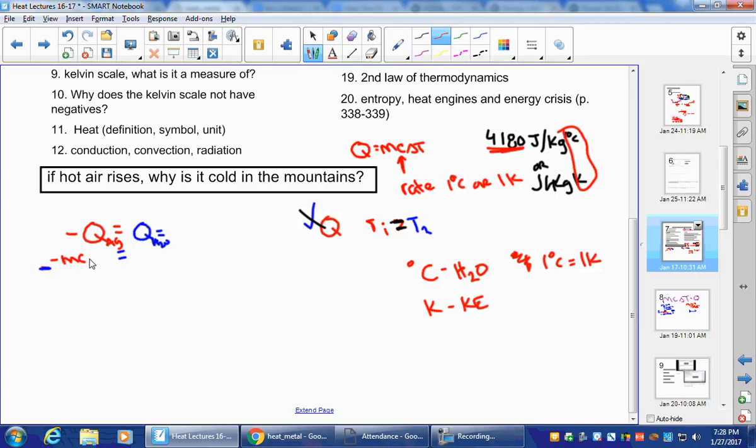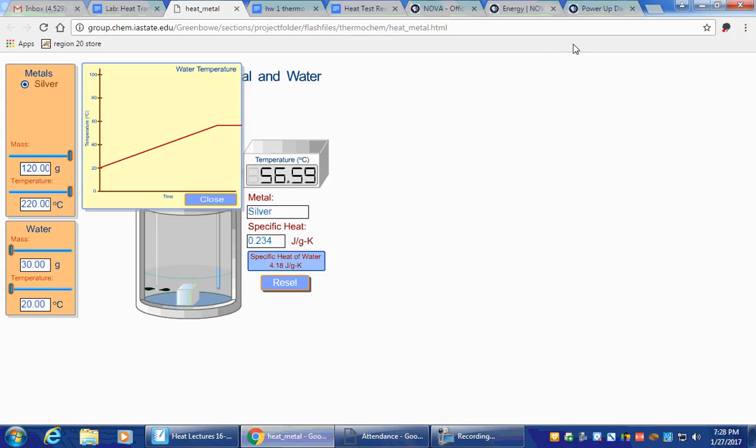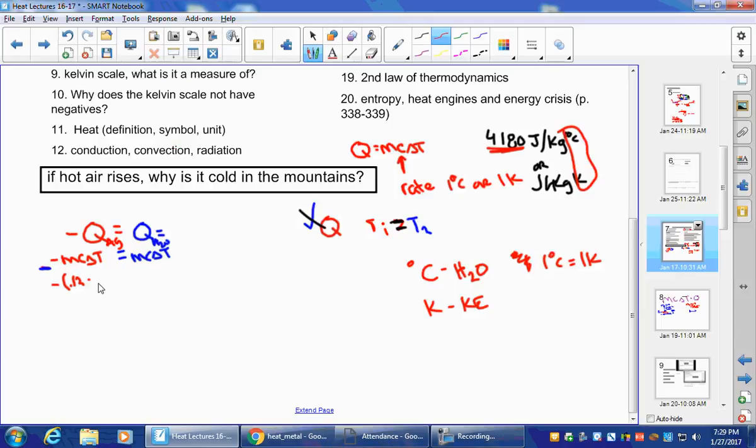So negative mCΔT, which I call, it looks like an MCAT, so that's how we do it, is going to be equal to the positive in here. Now, what was our mass that we had there? The mass for the silver was 0.12, because we're converting 120 grams into kilograms, right? So 0.12. The C of silver was what? 0.234. I'm just going to set this up just because I got stuff to do, but I'm showing you how to work this out, okay?